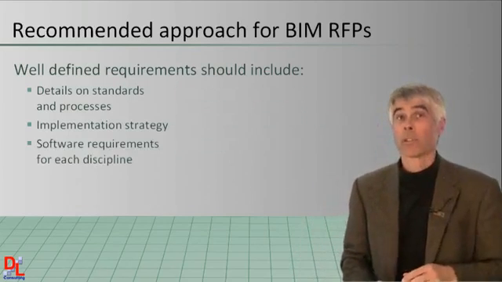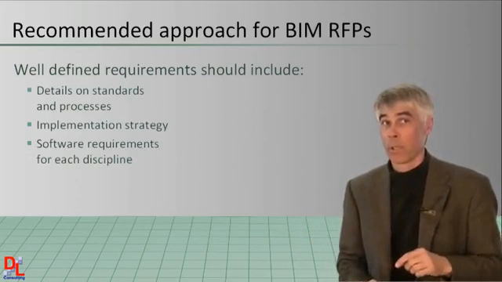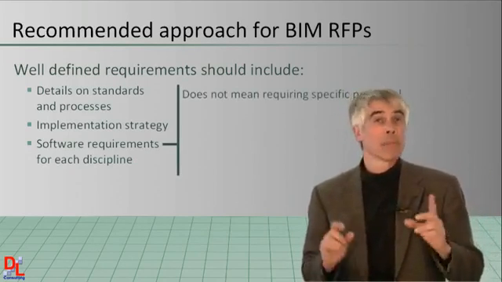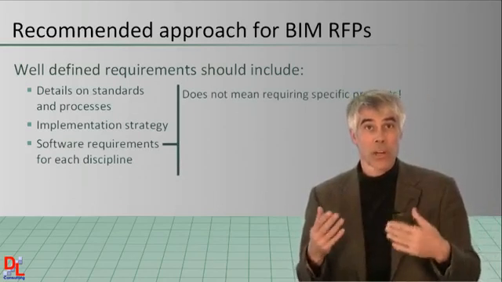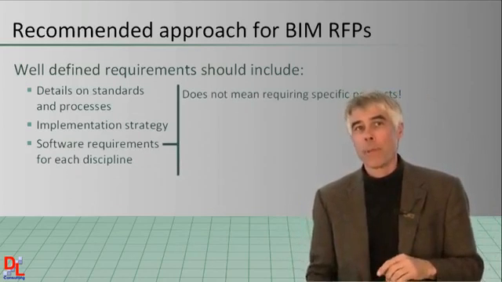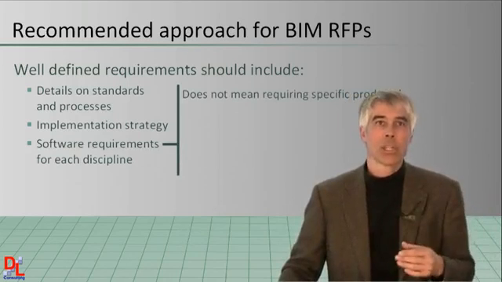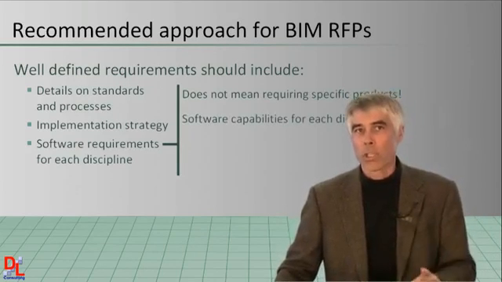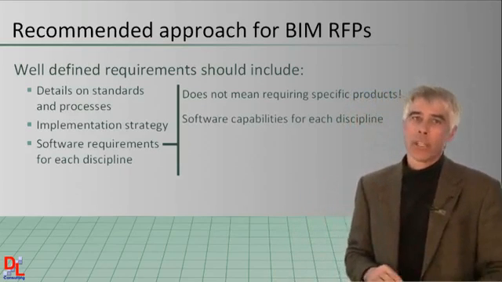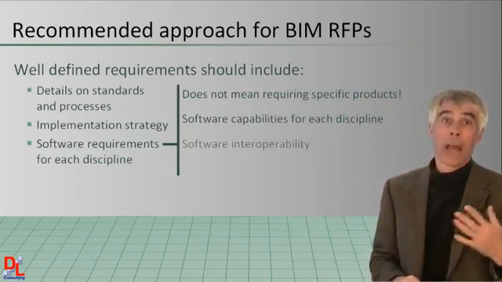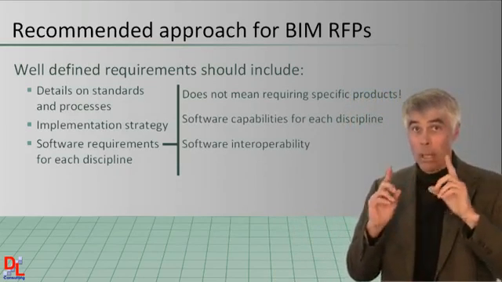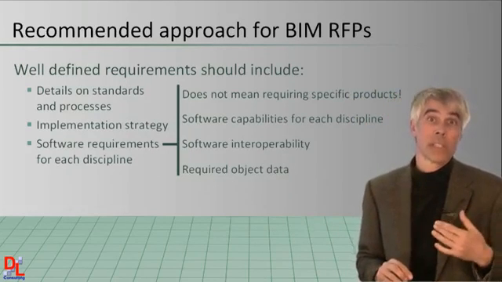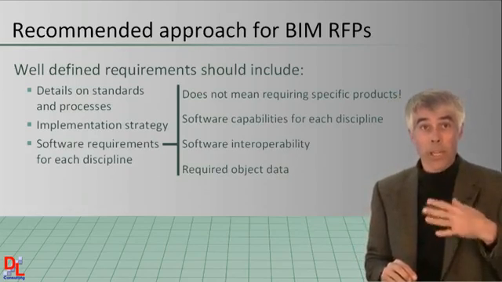You also want to cover software requirements for each discipline within the project. Now note, this doesn't mean requiring specific software or specific software products, but there should be an expectation of what capabilities the software will provide for every project discipline. Now in addition, this should also consider how software will interoperate and what object data, for example manufacturer's data for HVAC equipment, what object data will be needed.